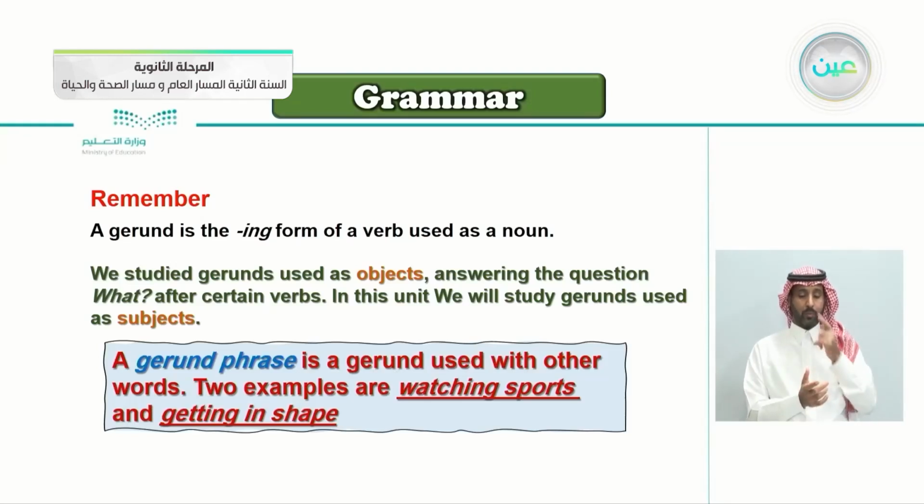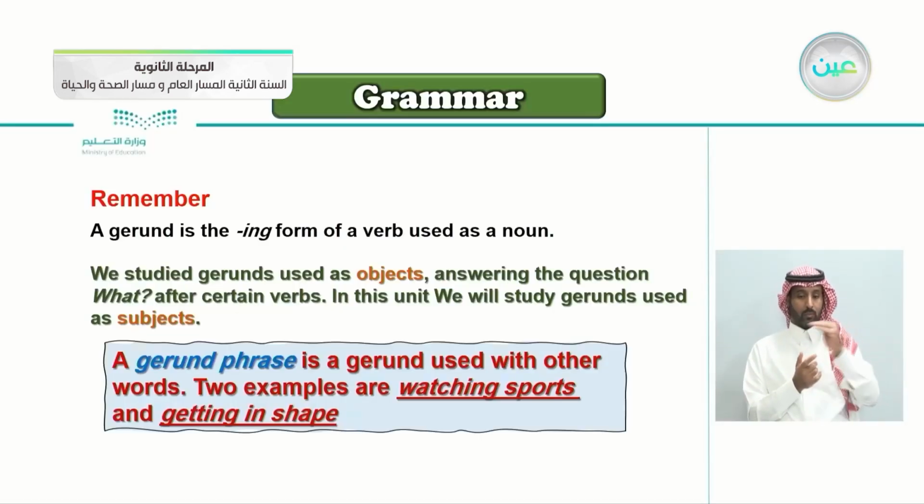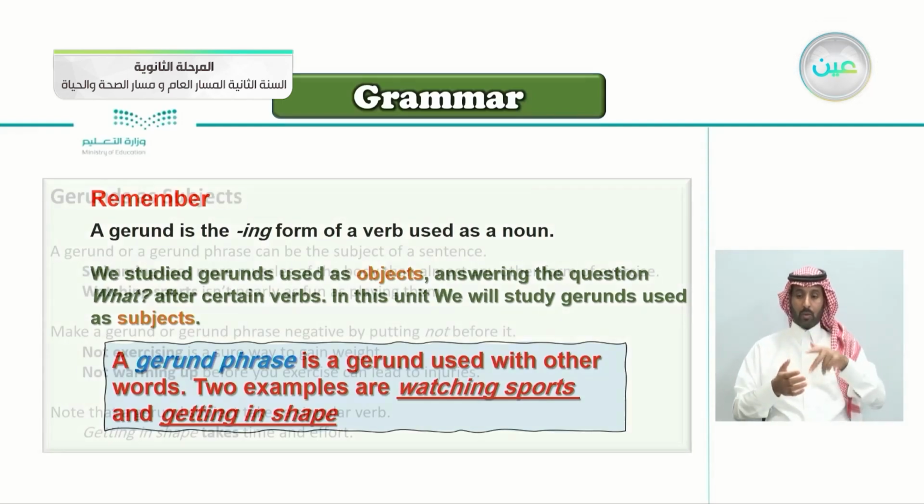A gerund phrase, so you have to remember this, we have something that is called a gerund phrase. A gerund phrase is a gerund used with other words. Two examples are watching sports and getting in shape. So this is a gerund phrase. A gerund phrase is a gerund used with another word or with other words. For example, watching sports or getting in shape.